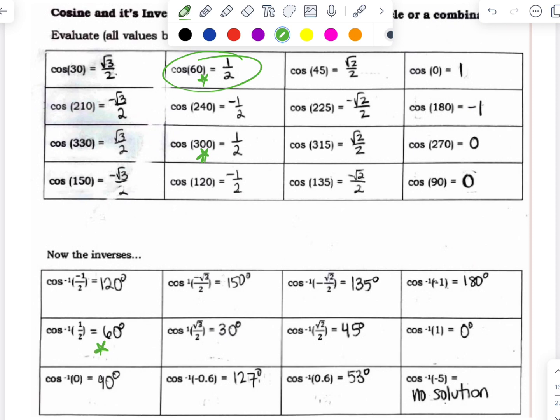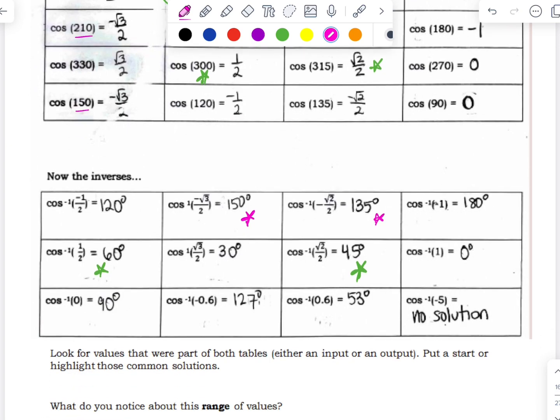All right, over here, we've got 45 and 315. They have the same output, but again, we're going to pick the smaller ones. Now, what happens when we're negative? It looks like we've got negative root 3 over 2 at 150 and 210. Looks like the calculator picked 150. So notice all of those angles look like they're in quadrant 2.